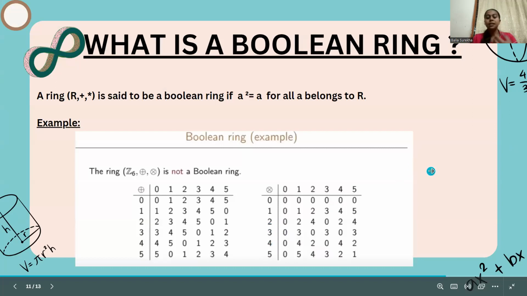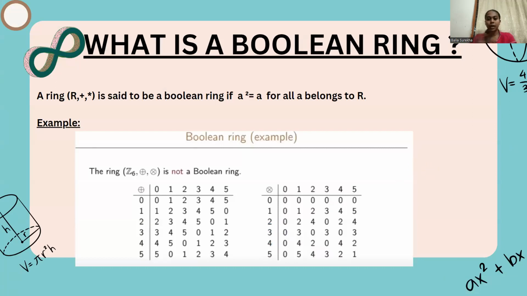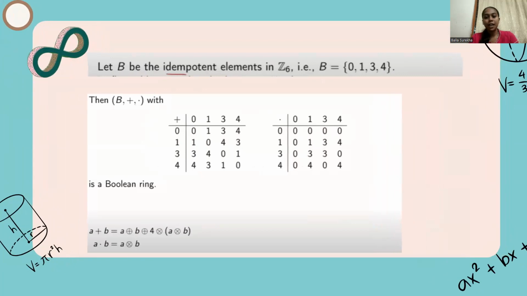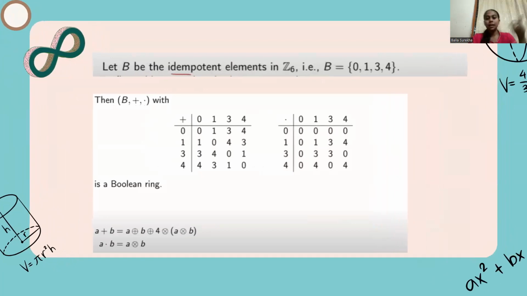Now let's extract these elements 0, 1, 3, 4 together into a set B. Therefore, those elements satisfy the Boolean ring. See, let B be the idempotent elements. So we already know that the Z6 set doesn't satisfy the Boolean ring, so we've extracted a few elements which are satisfying it. What are these elements? 0, 1, 3, 4. These are the elements in Z6 satisfying idempotency. These are called idempotent elements.